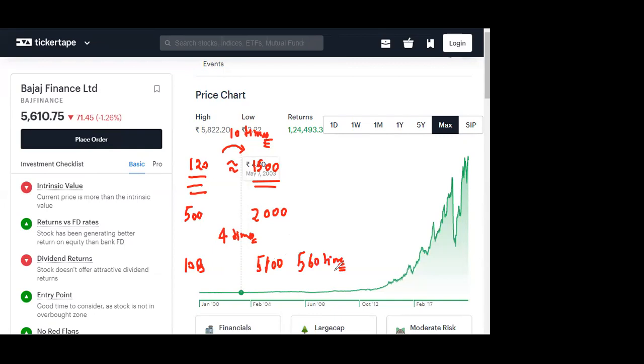Okay, so think about it. If, when Shravya was born, her father would have bought 10 shares of Reliance, 10 shares of HDFC, and 10 shares of Bajaj Finance, what was the cost? 120 into 10, 1,200. And then 10 into 5,000, and 10 into 10, 100 rupees.